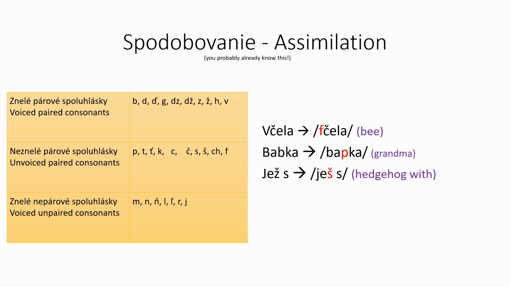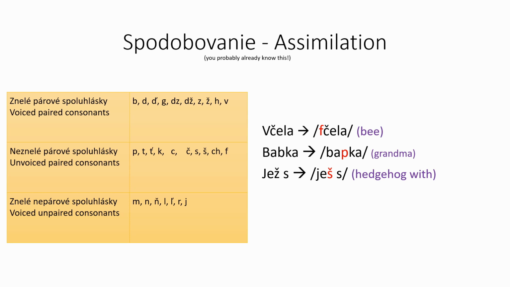We have the voiced b and the unvoiced k. So once again, the second consonant is unvoiced, which means both consonants will become unvoiced. So, babka will not be pronounced with a voiced b, but with an unvoiced p sound. Great, now let's look at the final example.